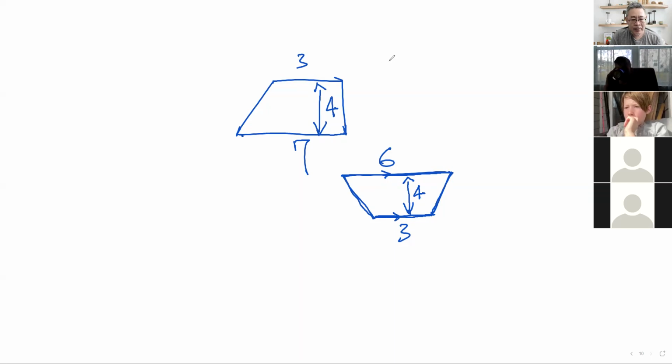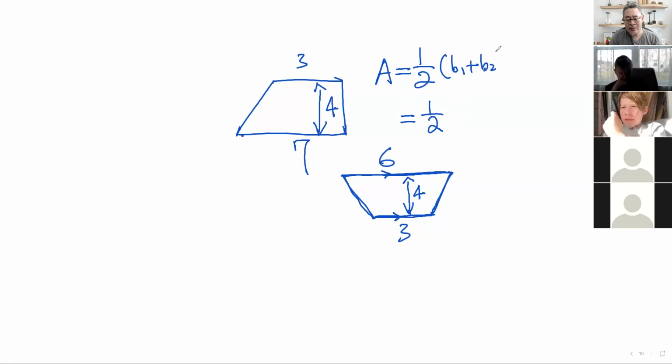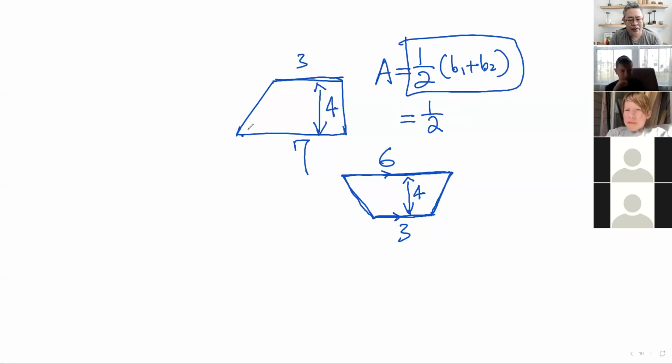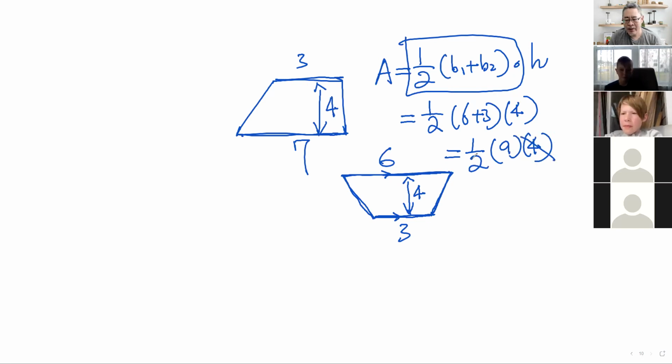Okay, so remember for the trapezoid, our formula is half base times height. Sorry, not half base times height, that's for the parallelogram. Yes, good job, Grayson. Half of base 1 plus base 2. Another way to look at it is that half of base 1 plus base 2 is basically the average of the two bases, then times height. So this one, 6 plus 3, times 4, is half of 9 times 4. Then 4 and 2 can cancel, we got 2, so we got 18.